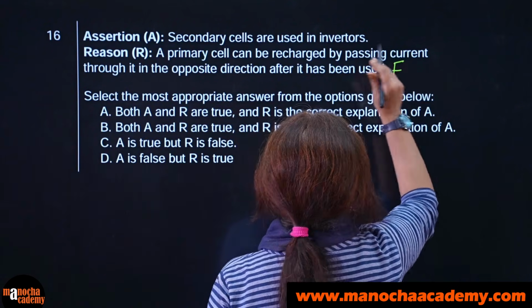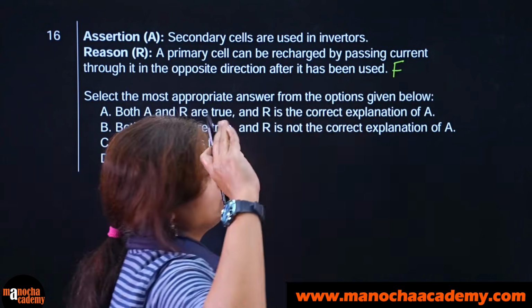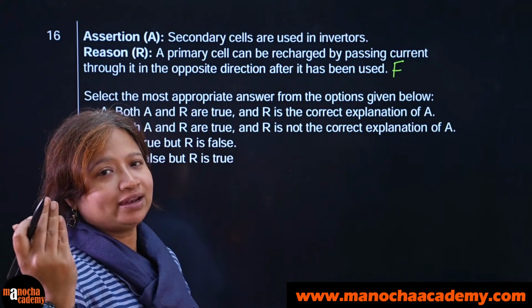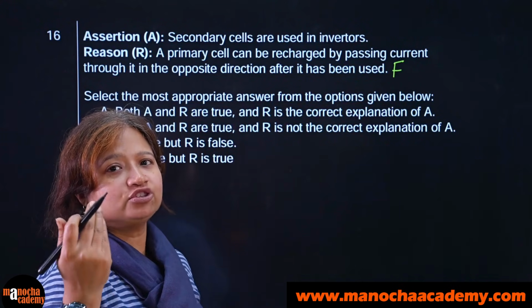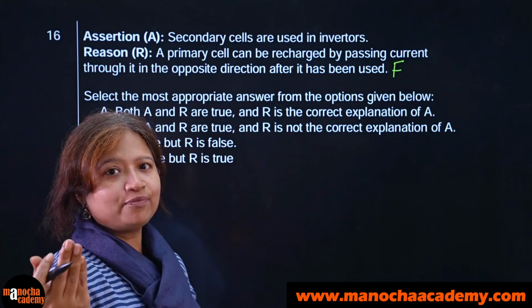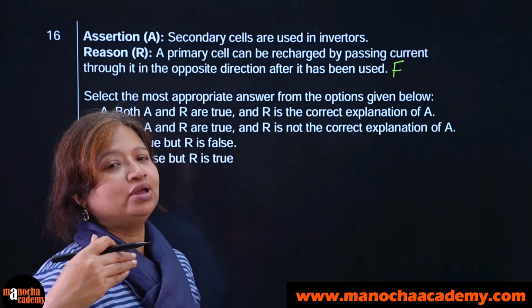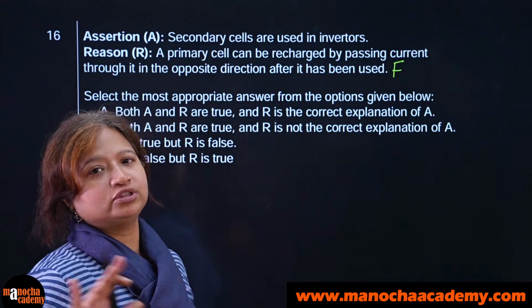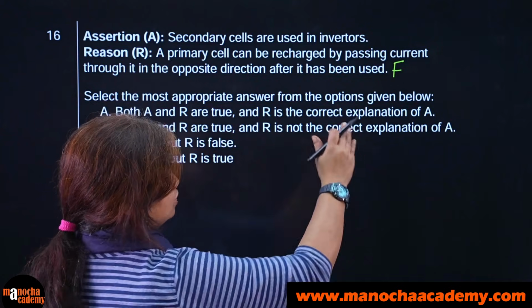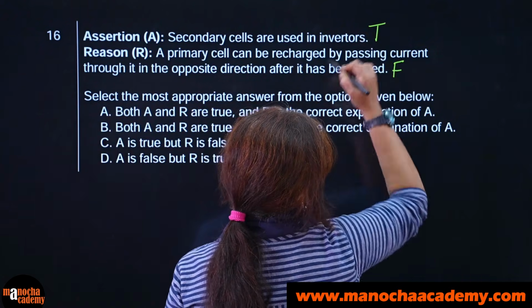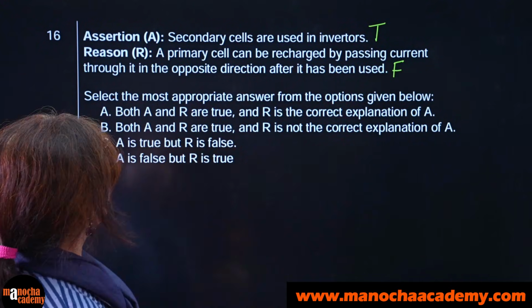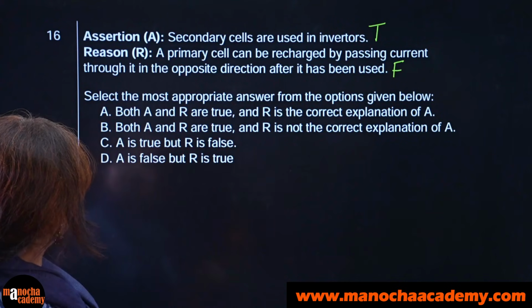Even if you have forgotten whether secondary cells are used in inverters, you at least know that secondary cells can be recharged and primary cells cannot be. So when they are dead, you have to throw them away. Naturally this is false, and the other has to be true. True-false statement options we don't have here. So A is true, and R is false.